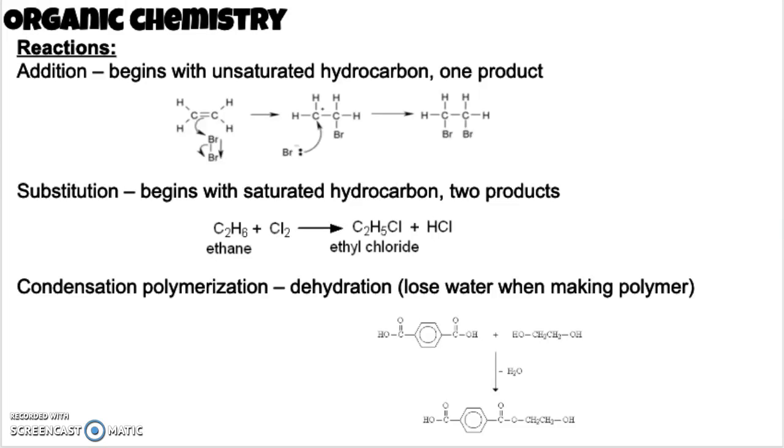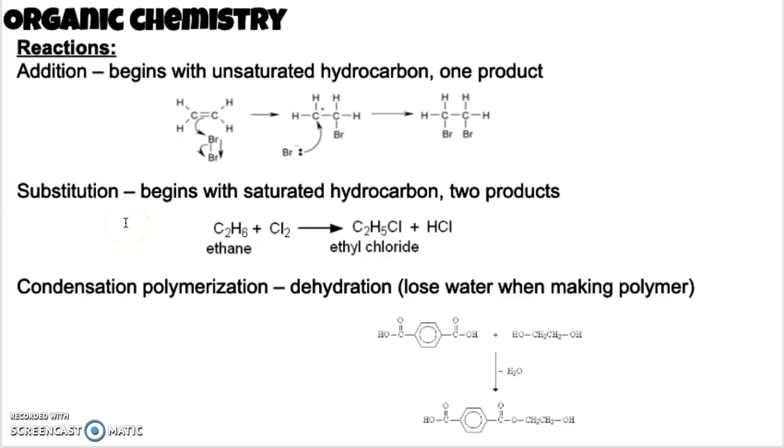Next up, we have to talk about the numerous organic reactions that occur in this unit. First is addition. Think back to math. When you add 2 numbers together, you get one answer. So, in our addition reaction, you begin with an unsaturated hydrocarbon, an alkene. And what happens is, in this example, bromine comes in, attacks that C double bond, and it breaks to form one product, a substituted alkane.